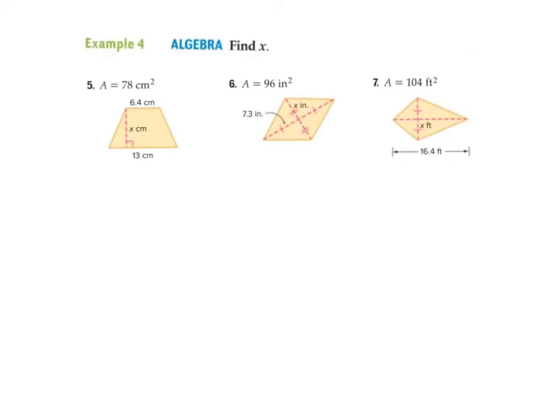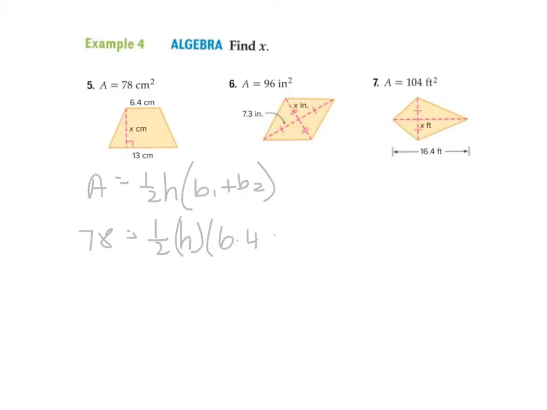Okay, so let's have a look at one of those. So let's pick number 5, the trapezoid. Don't forget the formula is A equals a half times whatever the height is, and then B1 plus B2. So there's the formula. So your next line of working out is just substituting what you've got. So 78 equals 1/2. We don't know what the height is, but I'm going to put that in parentheses. B1 is 6.4, and you've got to add on to that your 13.